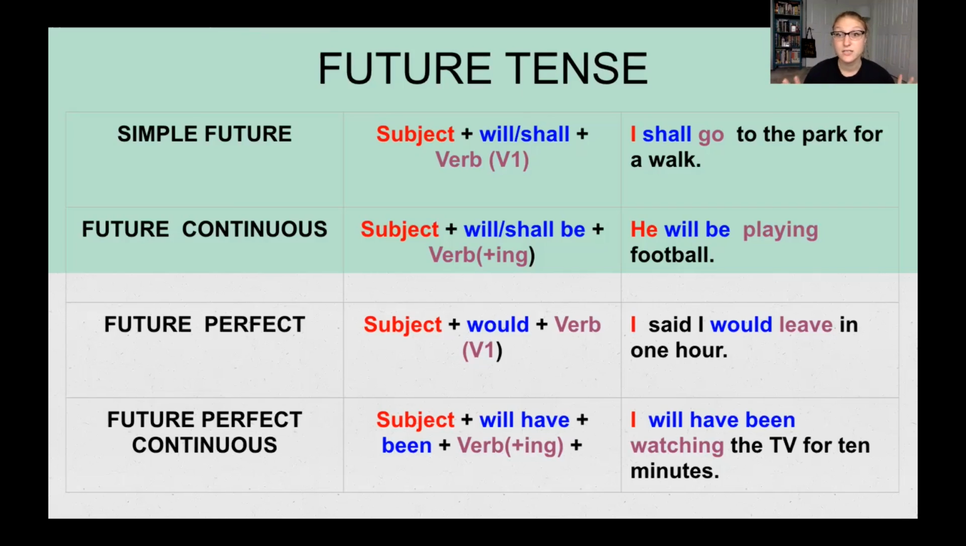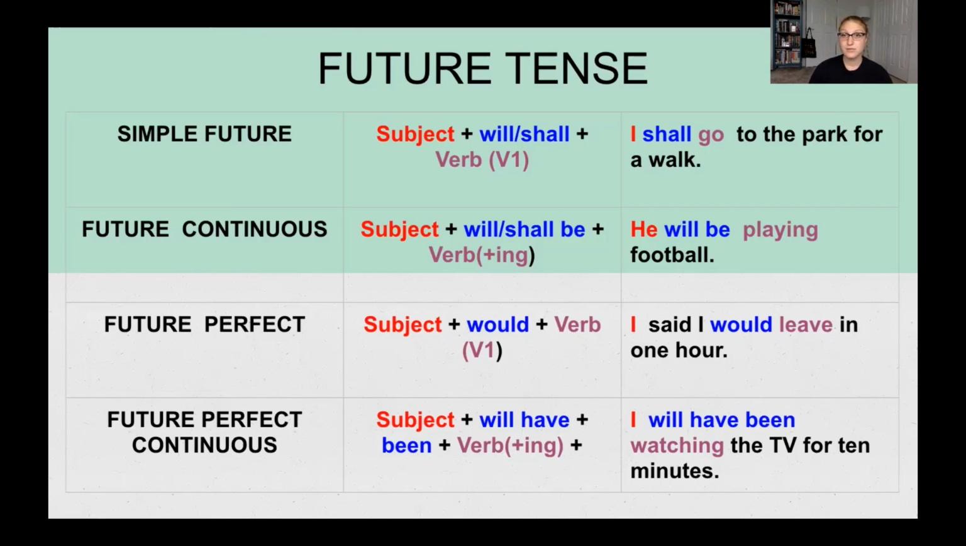Alrighty, and so notice again, we have a very similar pattern. In the simple future and the future perfect, both verbs are in the infinitive form. No INGs are added on. Future continuous and future perfect continuous have INGs on there, okay? So it's another pattern for us to notice.